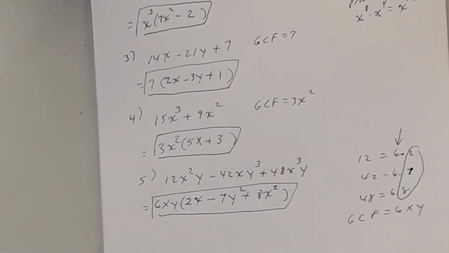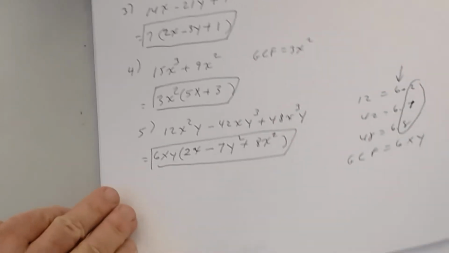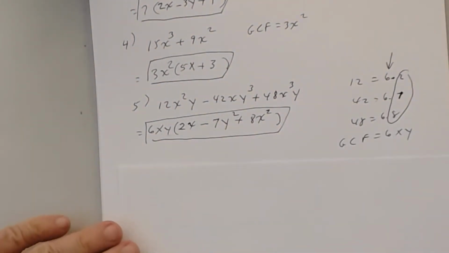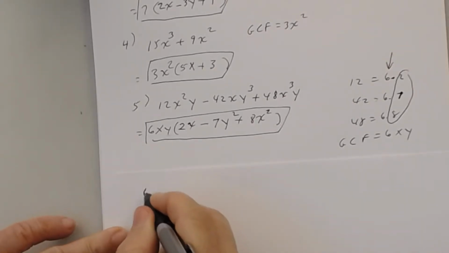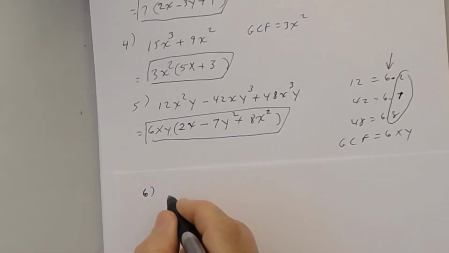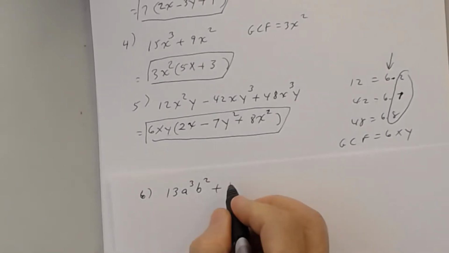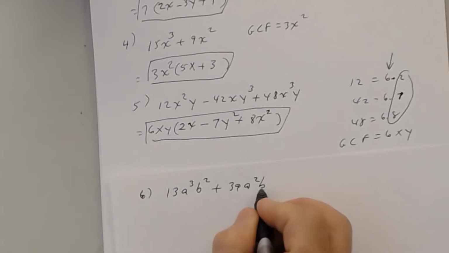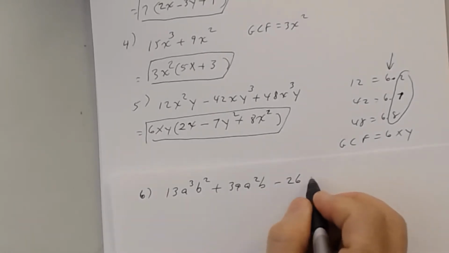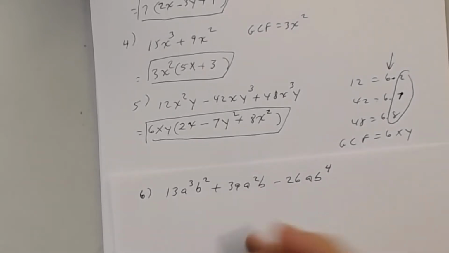All right, number 6. So number 6, suppose you had this. Let's suppose we had 13a cubed b squared plus 39a squared b minus 26ab to the 4th. What do you think the GCF is? Always look at GCF first.